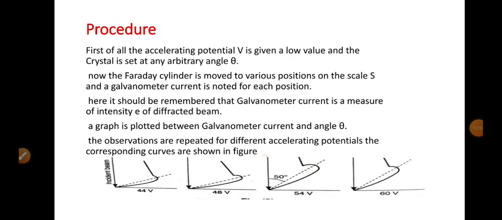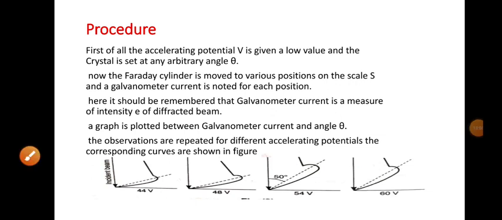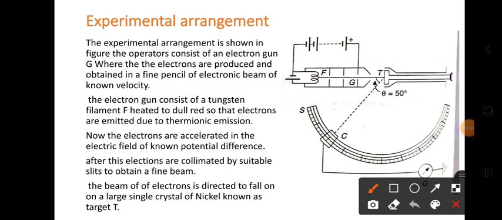Coming to the next point. Now the Faraday cylinder is moved to various positions on the scale S, and the galvanometer current is noted for each position. Wherever we keep the cylinder, we note how much current is produced at that place on the scale. That current we must note. See the diagram once again. This is a cylinder. Sorry, it is a circular graduated scale.